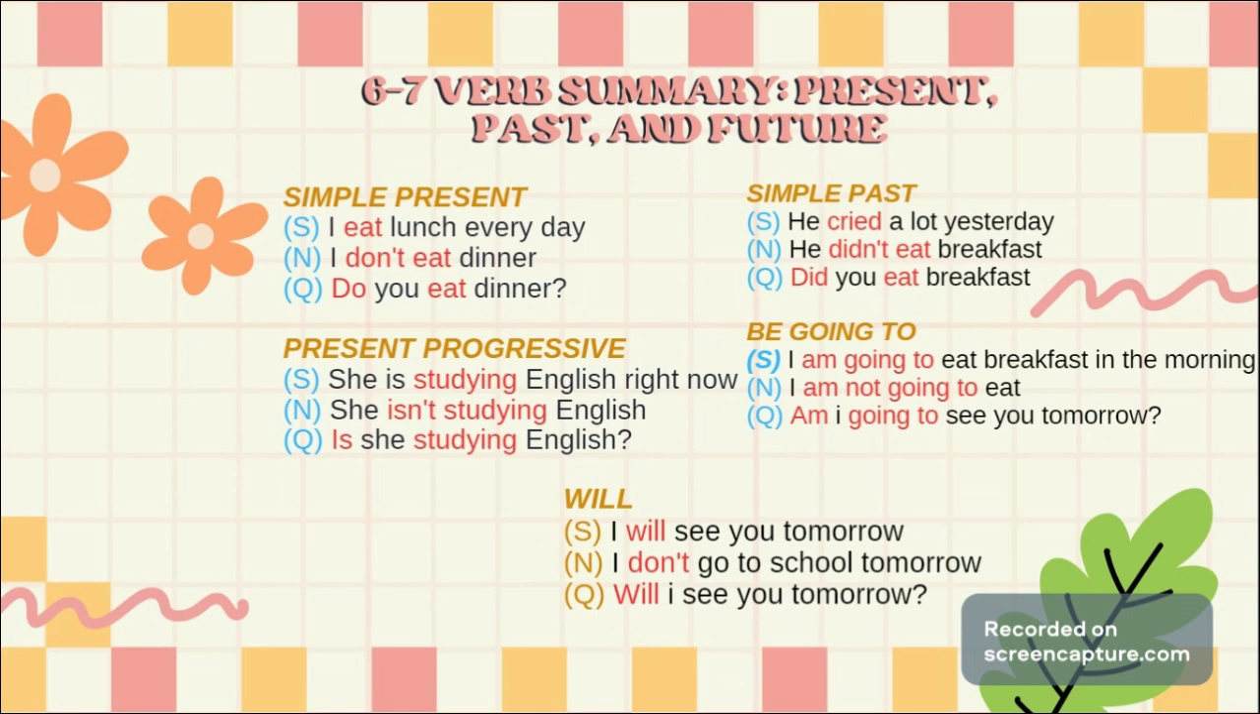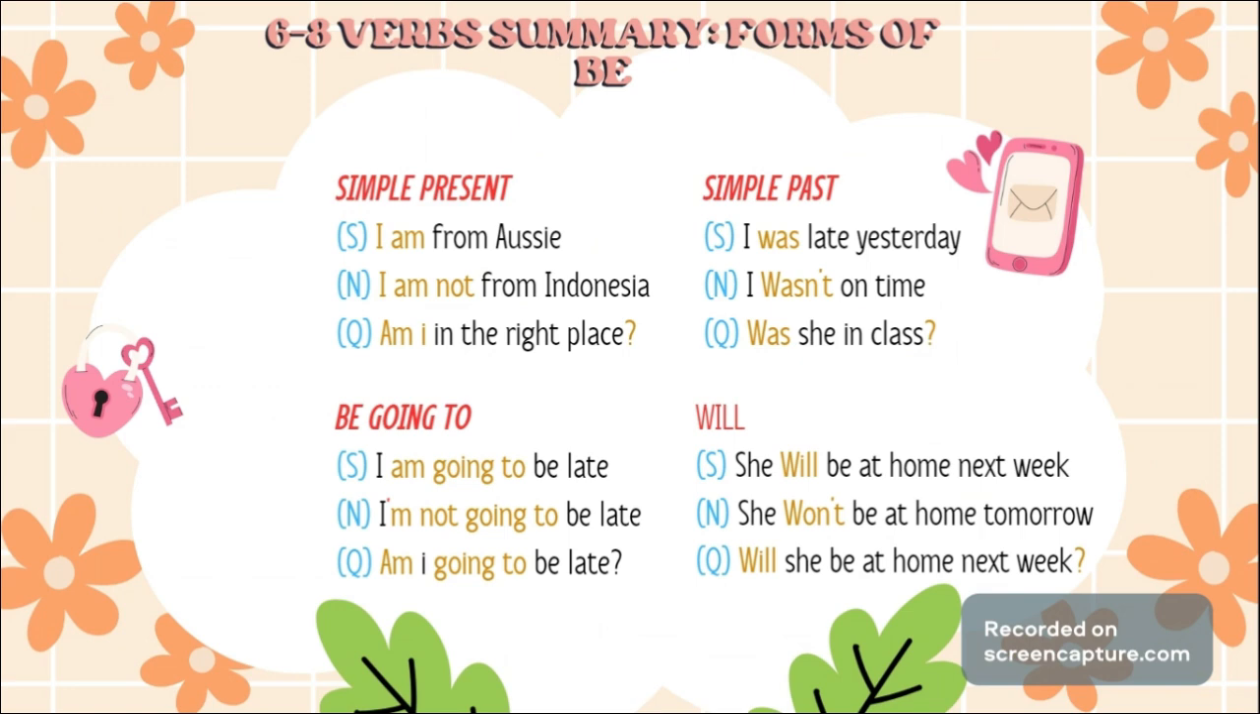Yes. Next, we have verb summary, forms of be. For simple present, the be is am, is, are. And for statement, we have: I am from Aussie. Negative: I am not from Indonesia. Question: am I in the right place?